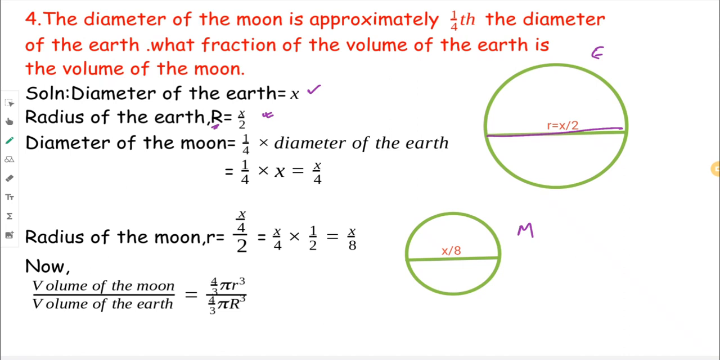The diameter of the moon is approximately 1/4 the diameter of the earth, right? So you can see 1/4 diameter of the earth. So diameter of the earth is what? We took it to be x, right? When I multiply, I'm going to get the diameter of the moon to be equal to x by 4.